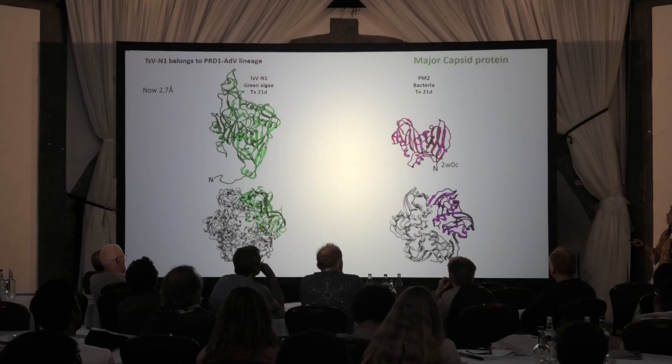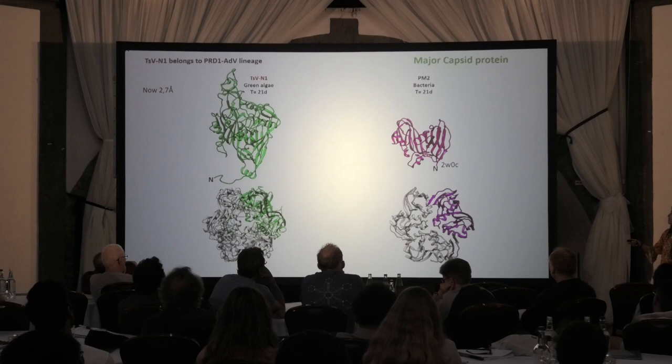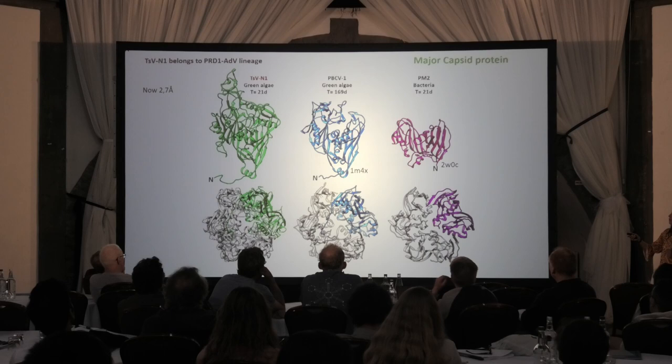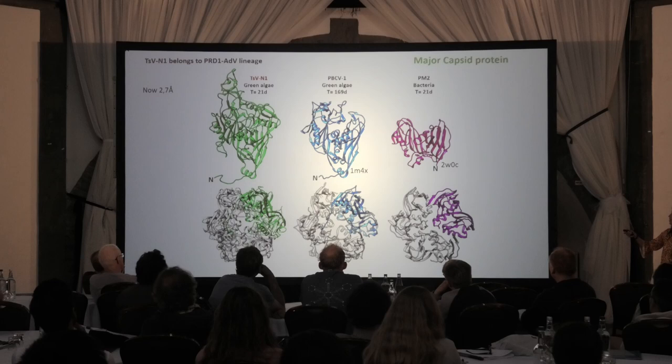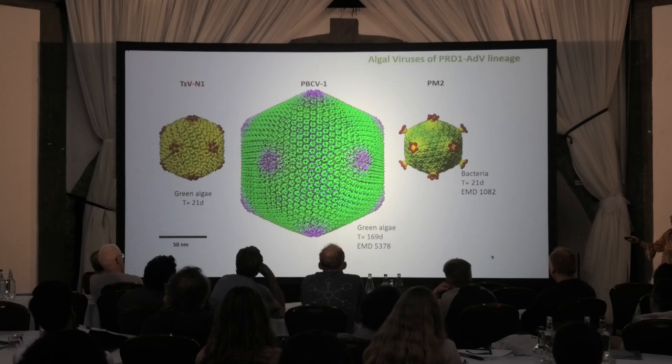But this protein is very similar to another member of this lineage, PVC1, which also infects green algae. And you can see that the structure is very similar, although the triangulation number is different. And you can see that this protein has the same size, more or less, but constructs different capsids.